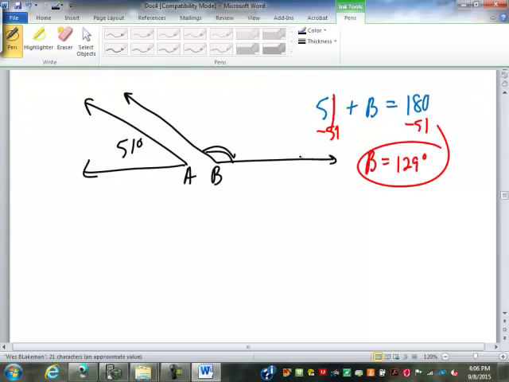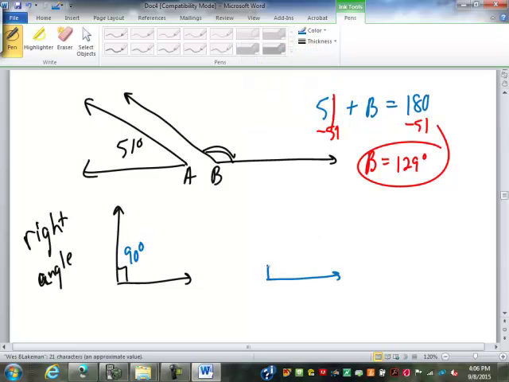Well, we also looked at another special relationship, which was our quarter turn, often called a right angle, or square corner, which we said was 90 degrees. If I have 2 angles that combine to make 90 degrees, they have a special name called complementary.